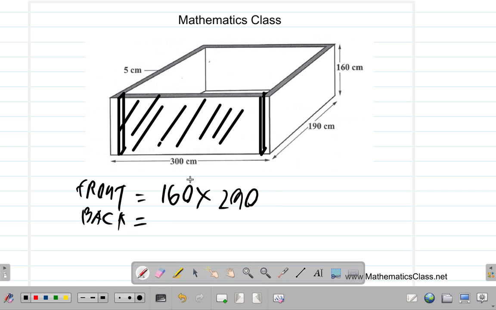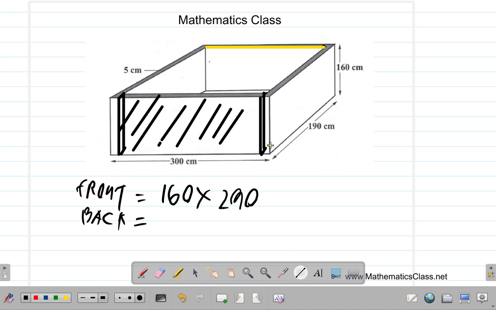We paint the back, the same thing. From this corner to this corner. Right? This is what I'm going to talk about. From here to here. That would be the same 290. Oh, by the way, one thing, the base. I left out something.